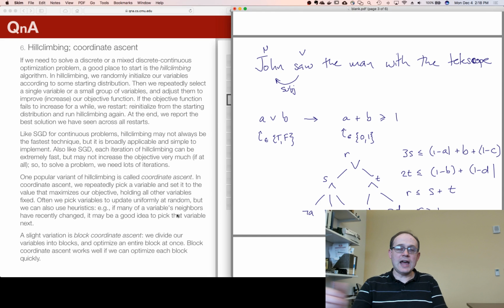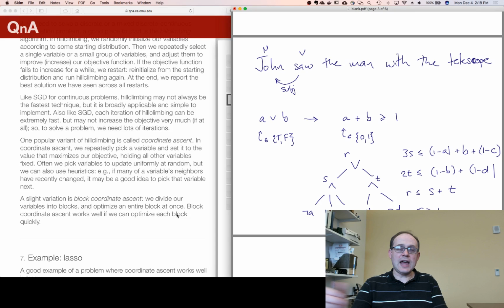Either hill climbing or coordinate ascent can be better. It depends, for example, on how easy it is to optimize with respect to a single variable while you hold all of the other variables fixed. If you're doing it with respect to multiple variables at once, it's called block hill climbing or block coordinate ascent.